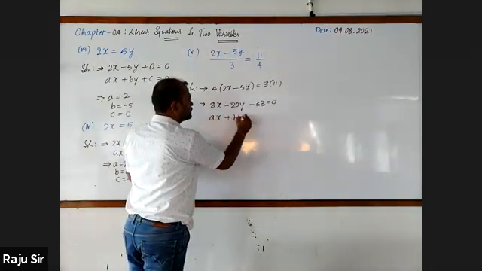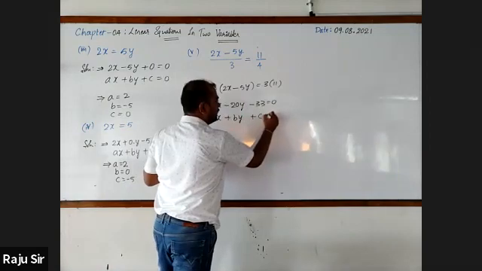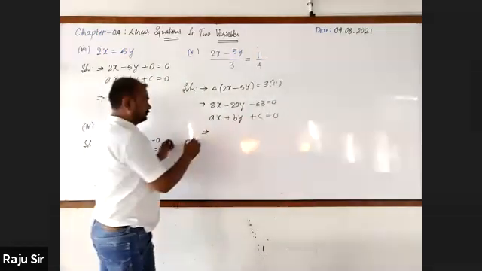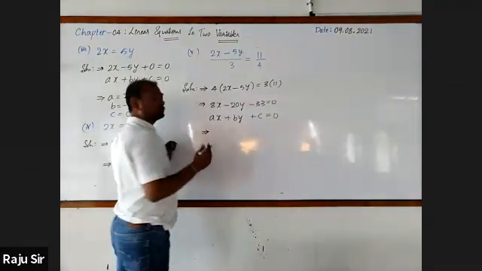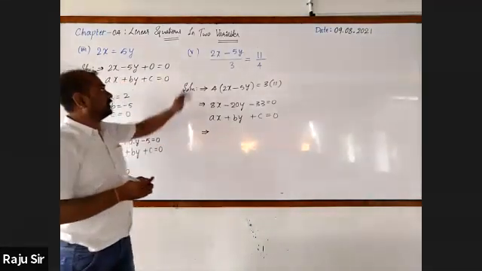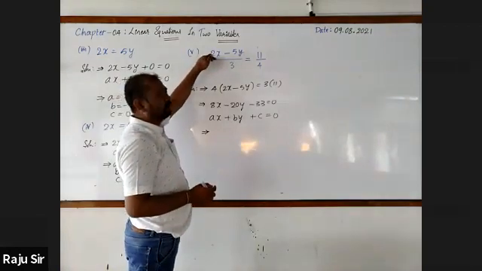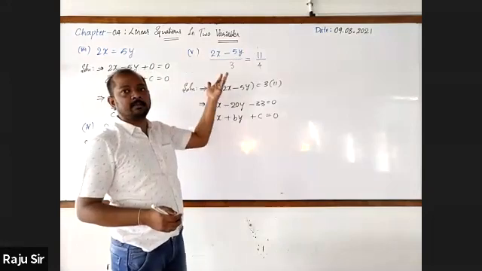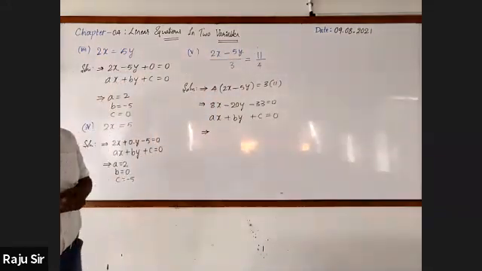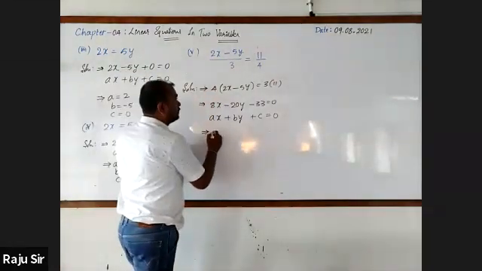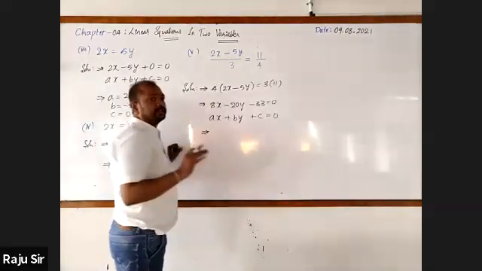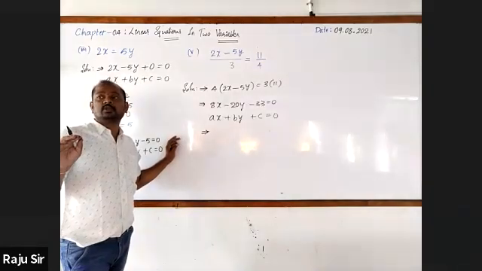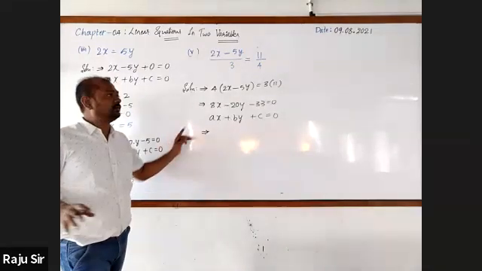It is ax plus by plus c equal to 0. Sir, we can also write 2x by 3 minus 5y by 3, that is 2 by 3 into x minus 5 by 3 into y, then minus 11 by 4. If the terms should not be in fractions, then you have to follow this method.